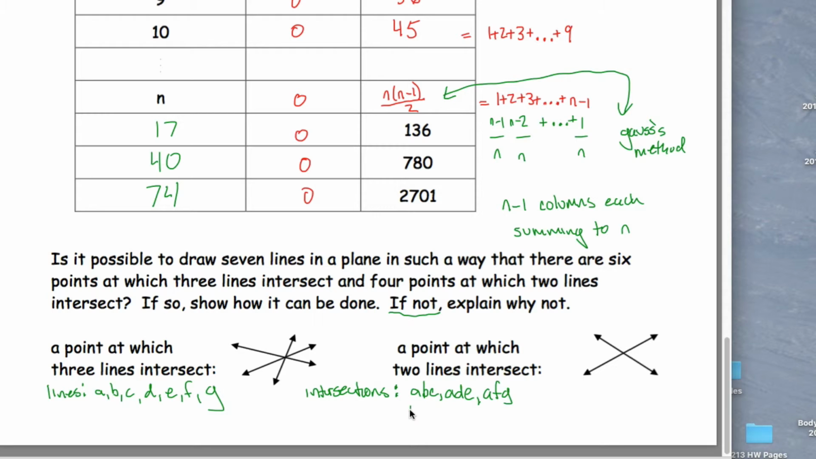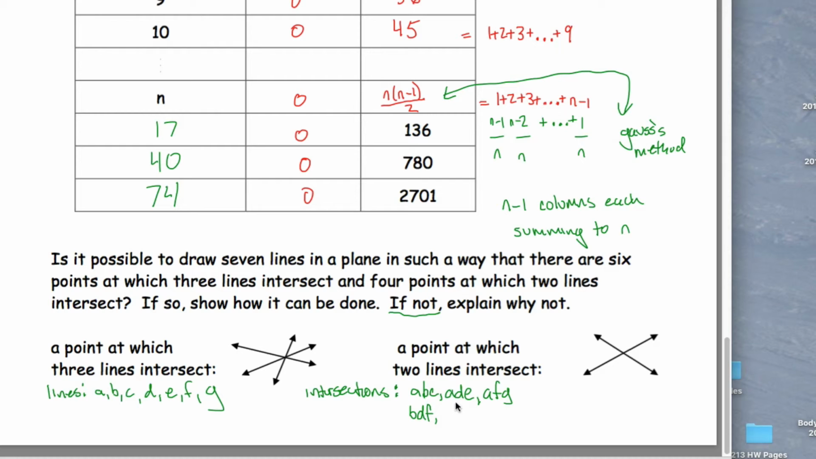So let's go to B. Well, B can't go with A because it already has, or with C because it already has. But it could go with D. But note it can't now go with E because D and E have already been together. So now maybe I say BDF. Sure. BDF would be a perfectly good combination.